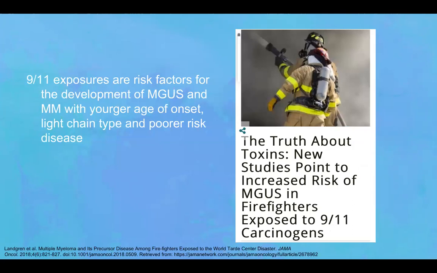And something that I think is important to notice is that they made a study in the firefighters that were working on 9/11, and they found that they have more risk factors for the development of MGUS and multiple myeloma. And these patients that have these diseases were having a younger onset of the disease, are going to present with the light chain type, and they have a poorer prognosis than the normal population.